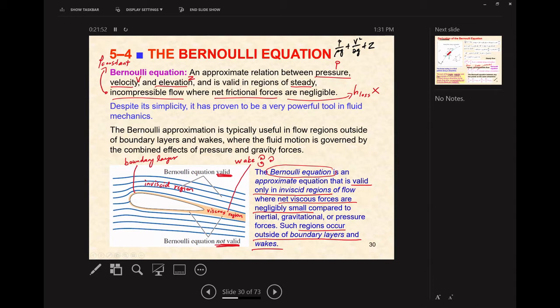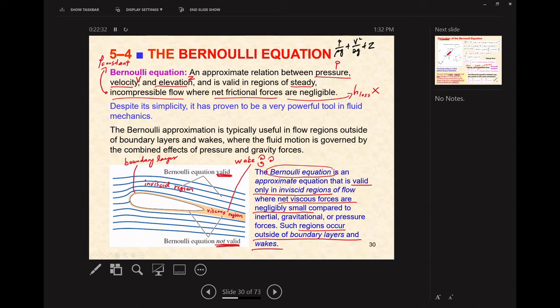And incompressible flow means that the density is always constant, and where the net frictional forces are negligible, meaning no head loss. We will look into that in a different chapter. Frictional loss can be of two kinds: major loss and minor loss. Frictional loss means energy being transformed into heat, so the energy is lost. In the original form of the Bernoulli equation, there is no frictional loss or frictional force.